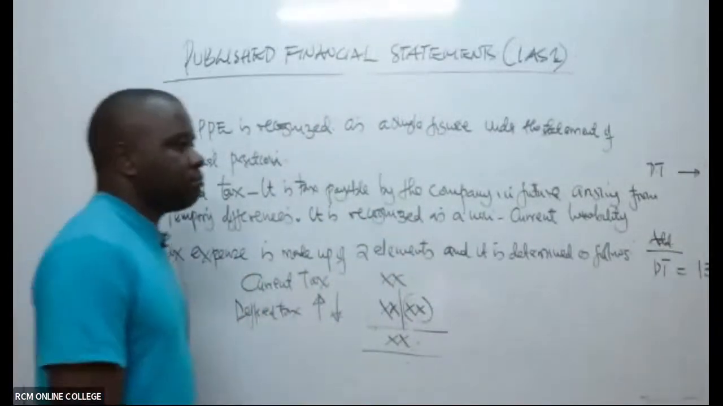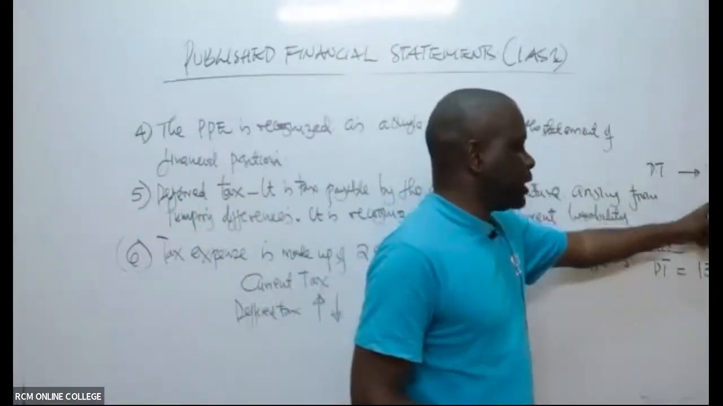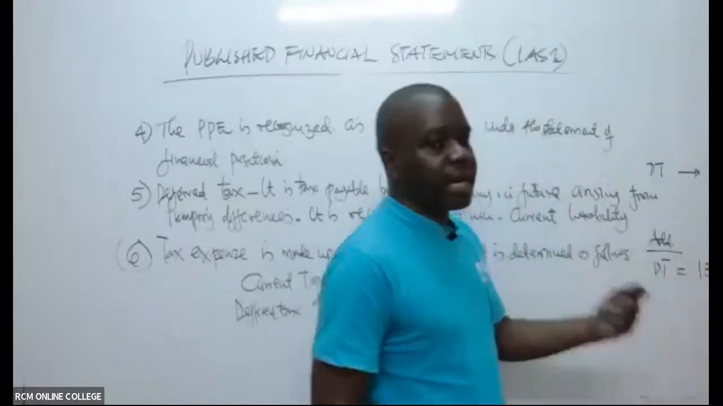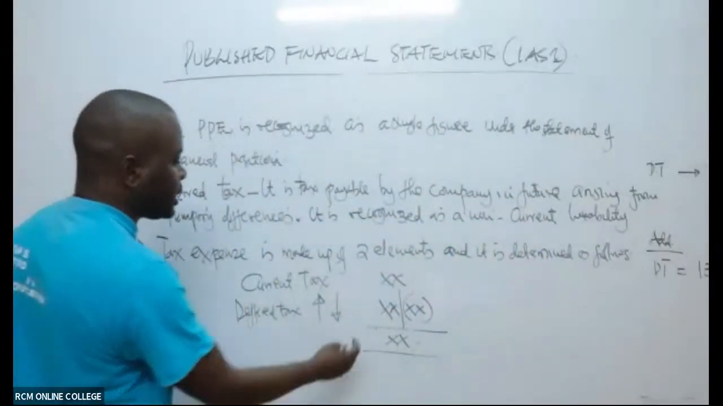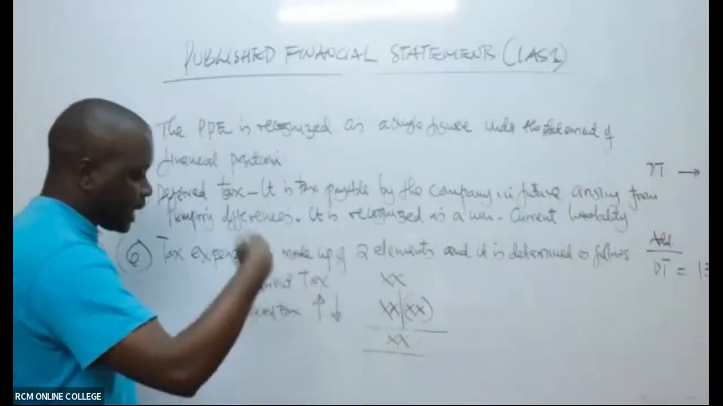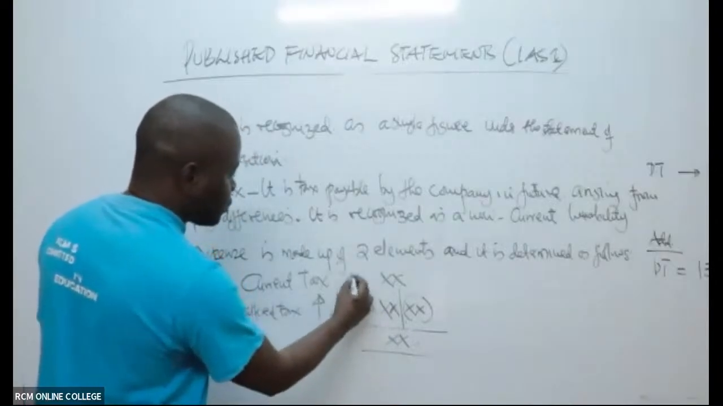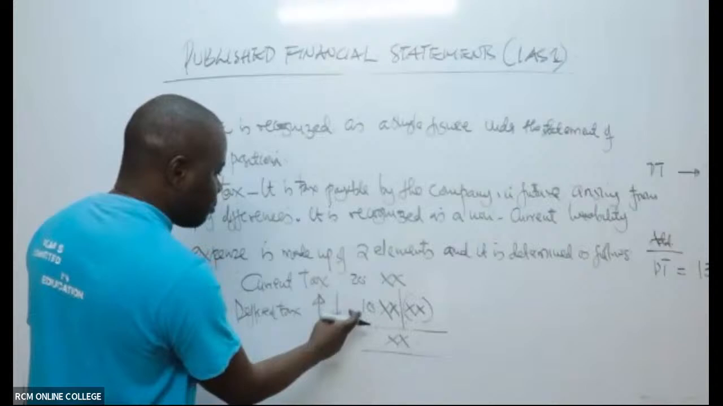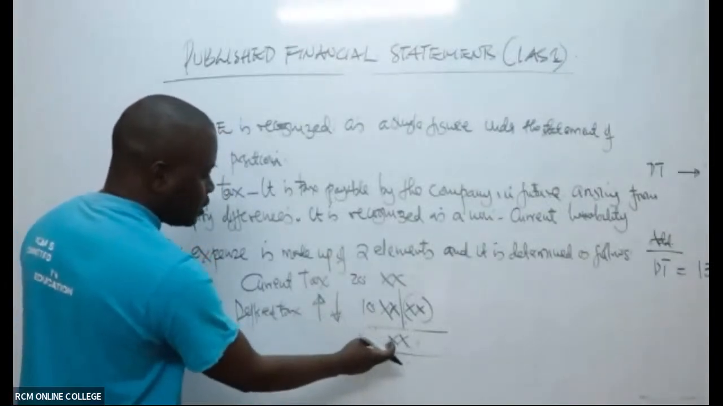So it means the opening balance for the deferred tax was 120. But during the year, there was an increment. They incurred more in terms of the deferred tax. So in this case, it increases the tax expense. For that year, they incurred 10 million more. If the current tax was 20 million here, they incurred more deferred tax, and therefore it increases the tax expense, so you add.